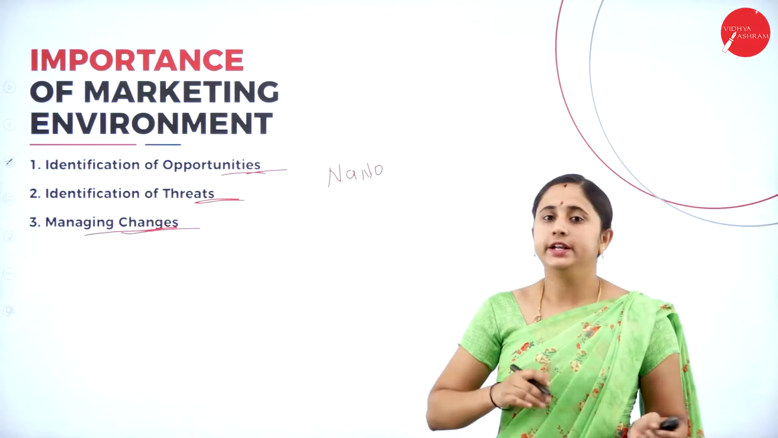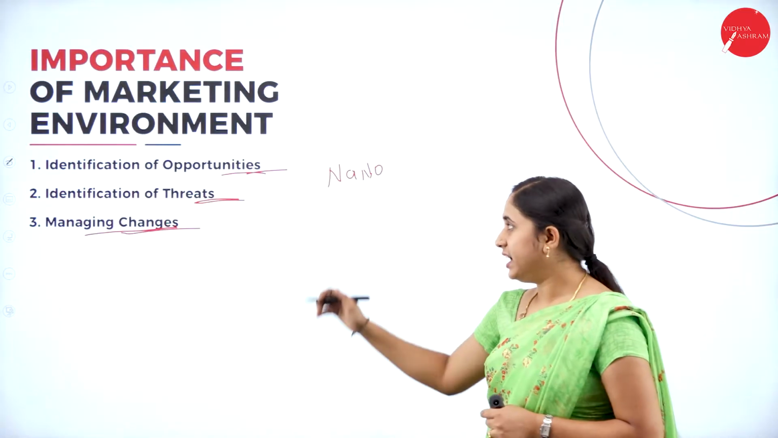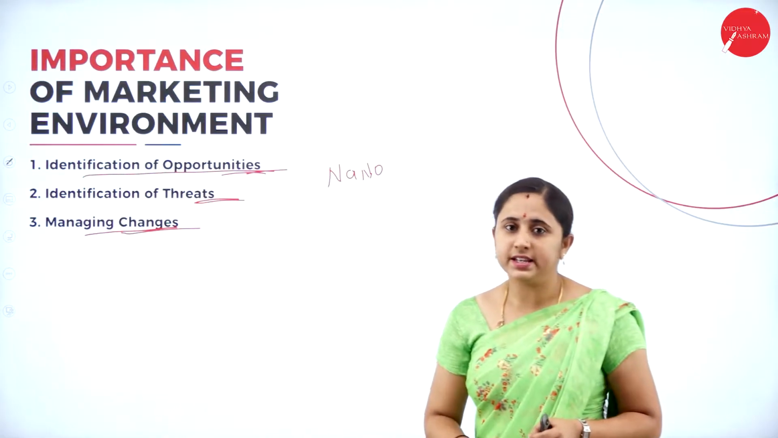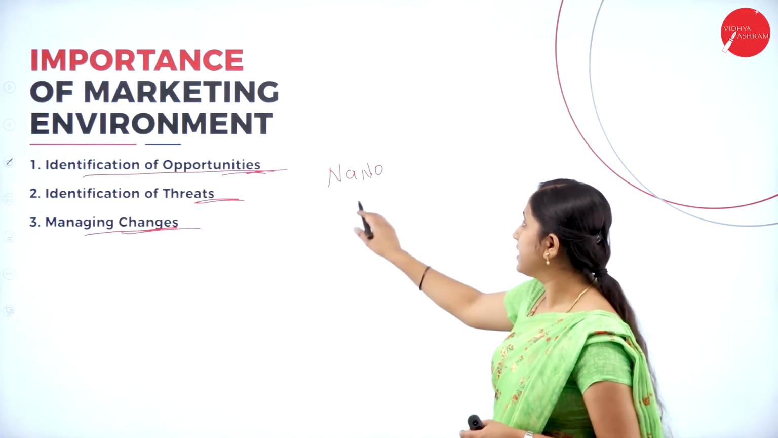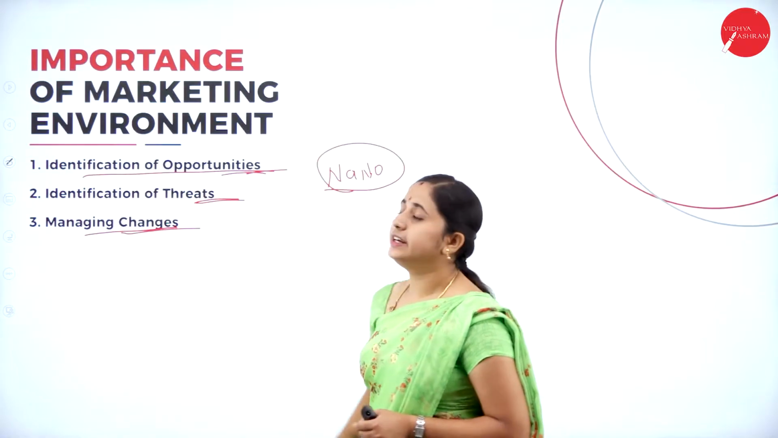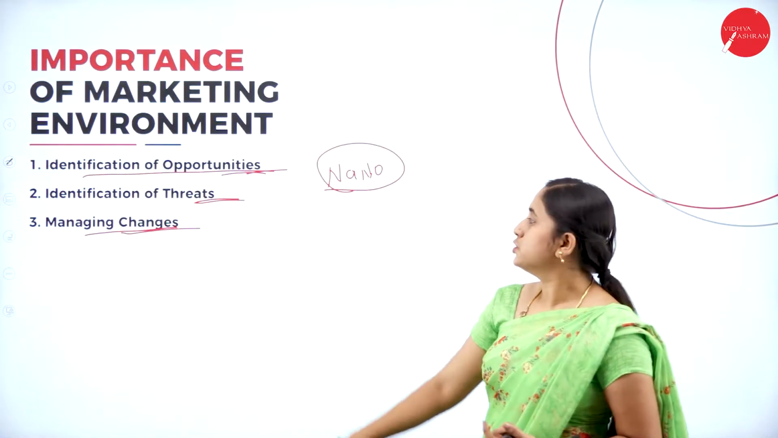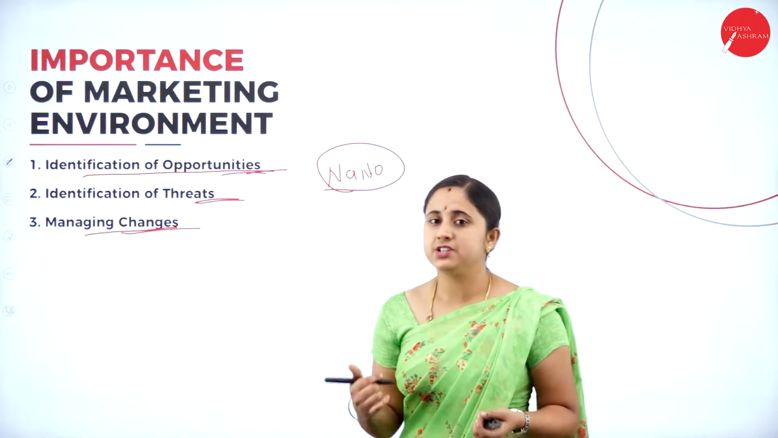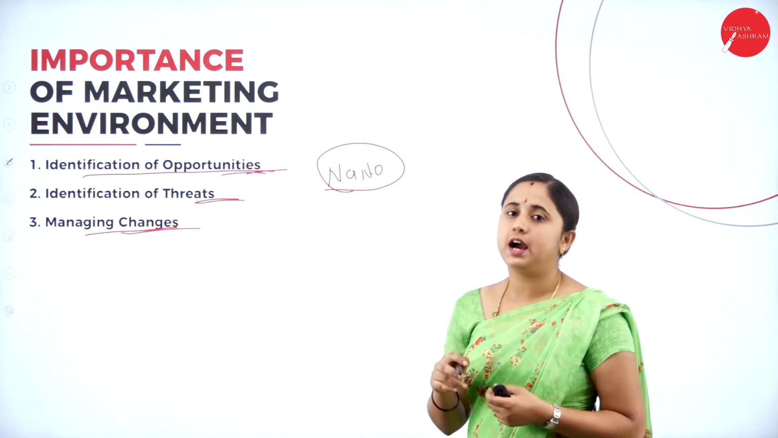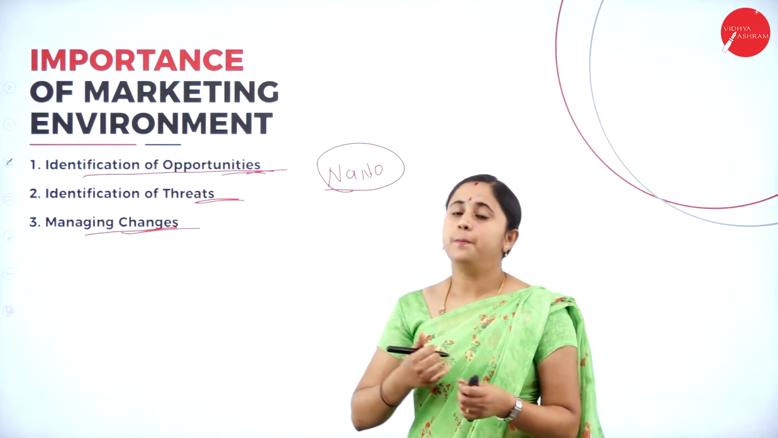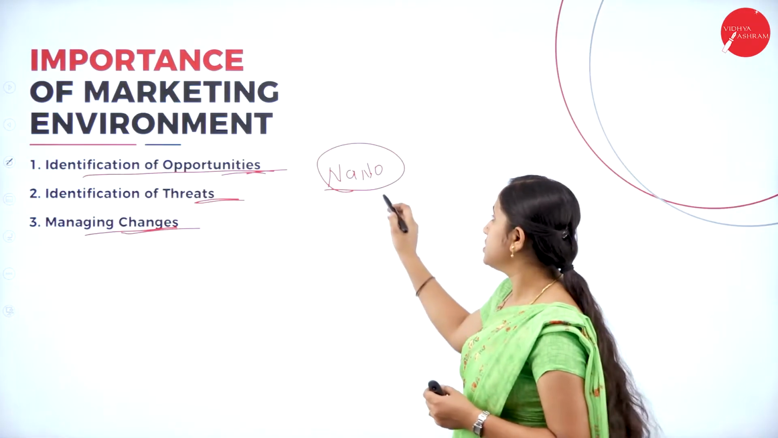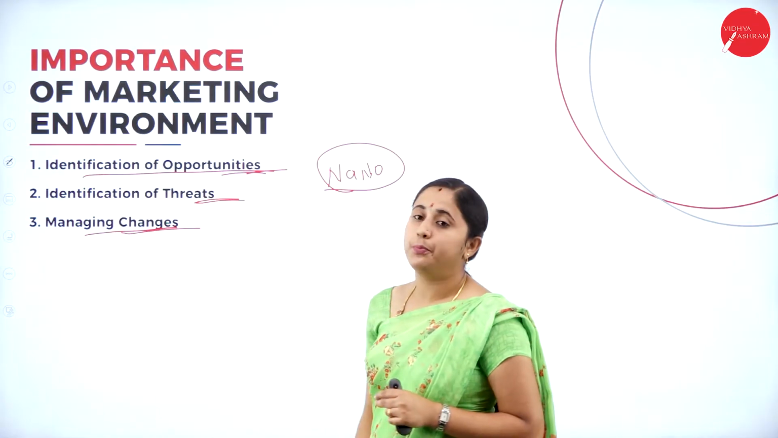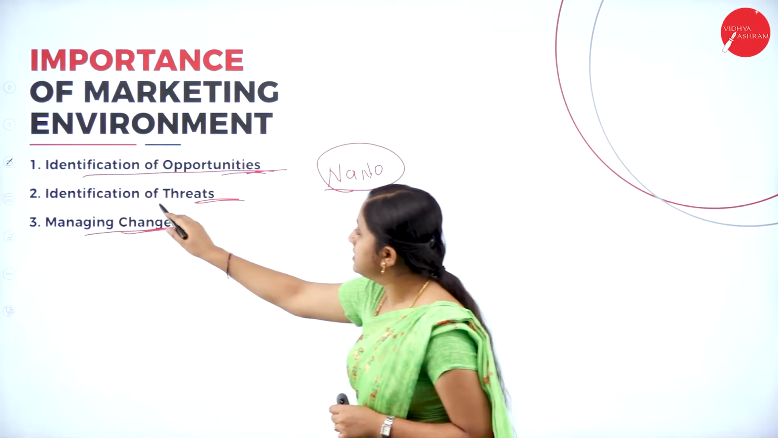Nano car, while introducing the car into the market, they need to do the analysis of marketing environment. The analysis of marketing environment gives the opportunities. So it helps to identify the opportunities. The people are ready to purchase the car due to increase in the income, but they cannot afford to purchase the car. So they introduce Nano car with a lower cost. So they identify these opportunities and they analyze the threats.